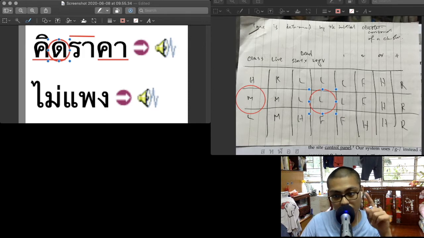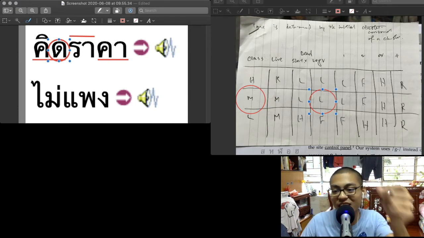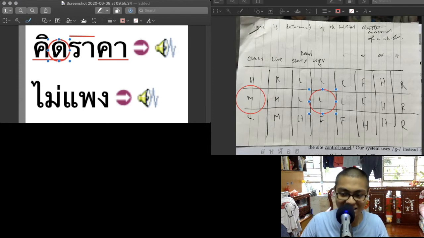This is dode, now an ending consonant. The ending sound of dode is T. Remember, for each consonant I told you to memorize the tone class, initial sound, and final sound. So the final sound of dode is T. T is a dead ending. Let's say cat, C-A-T. You cannot elongate the T sound. So it is dead ending.